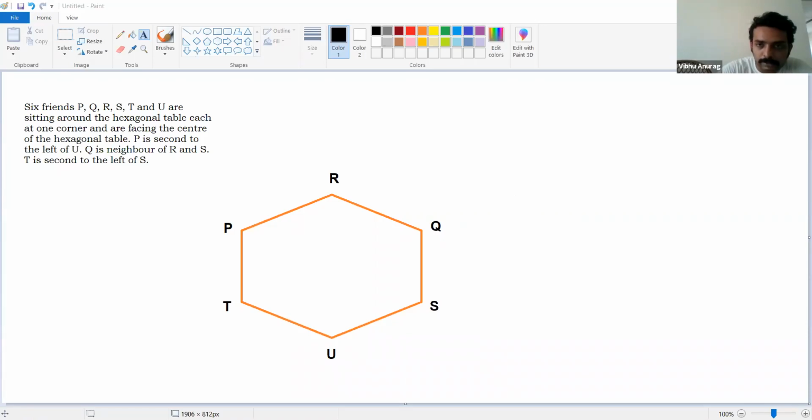Then see the questions. Who's sitting opposite to P? Opposite to P is S. So that's option D. Who is 4th person to the left of Q? So 1, 2, 3, 4. It's P. So that's option A. 16th one. Which of the following are the neighbors of P? So neighbors of P are T and R. So that's option B. 16th is B.